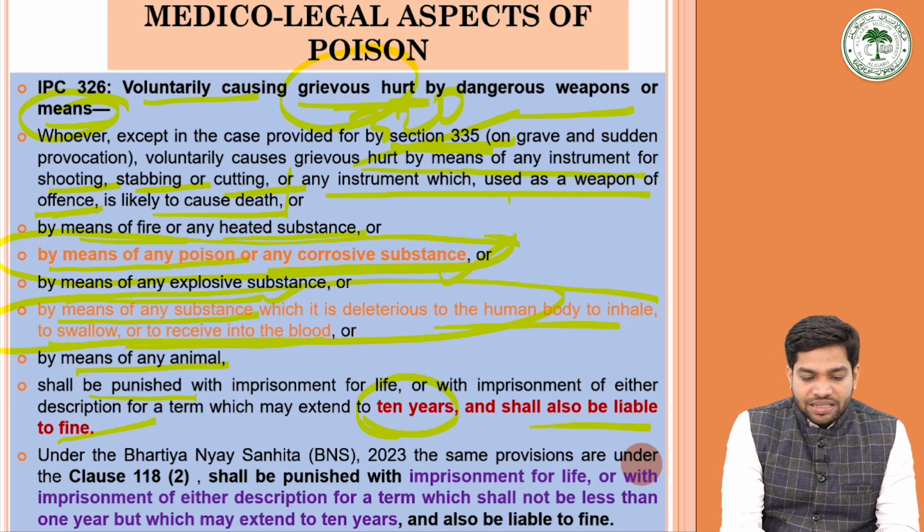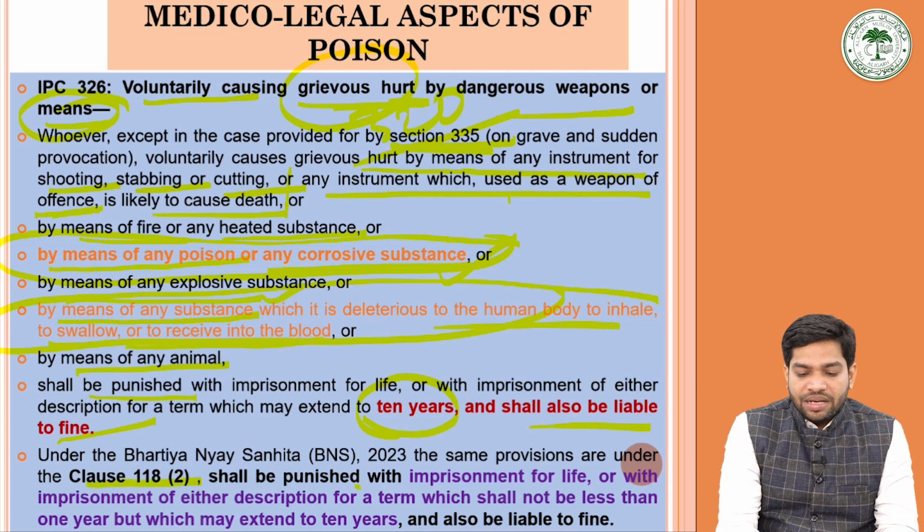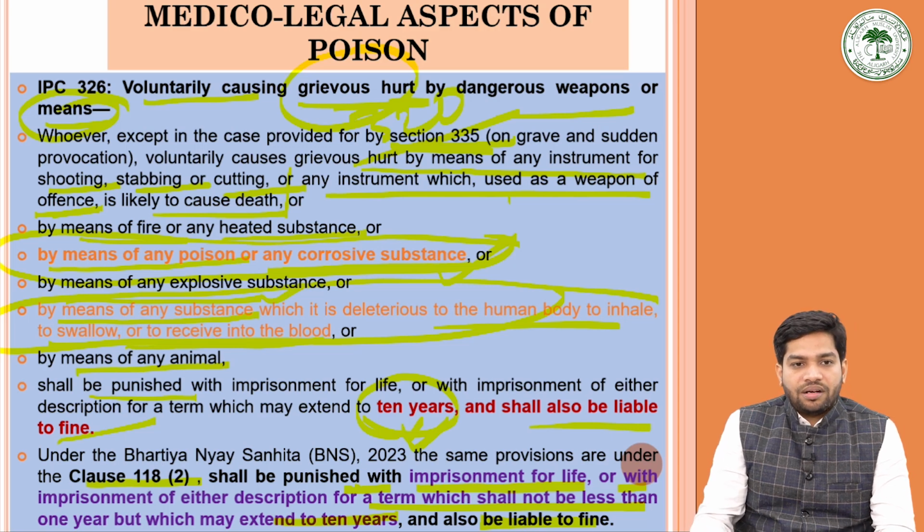So under the BNS 2023, this is included under clause 118, sub-clause 2, and shall be punished with imprisonment. Earlier this was 10 years only maximum. Now the punishment is increased up to life imprisonment, with a minimum imprisonment for a term which shall not be less than 1 year and can extend to 10 years, and also liable to fine. So this punishment has been increased under the BNS 2023 for the section 326 of the IPC.